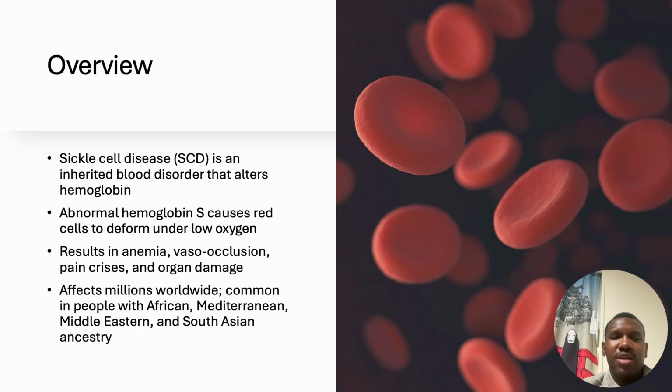Sickle cell disease is an inherited blood disorder that changes the way hemoglobin functions. When this abnormal hemoglobin releases oxygen, the red blood cells deform into sickled shapes. Those sickled cells don't move through small vessels very well, and that leads to anemia, painful vaso-occlusive crisis, and gradual organ damage over time. This disease is far from rare. It affects millions of people worldwide, especially in populations across Africa, the Middle East, India, and the Mediterranean.